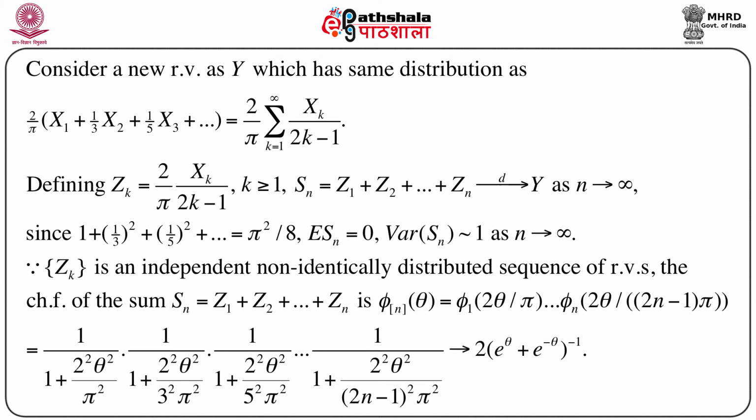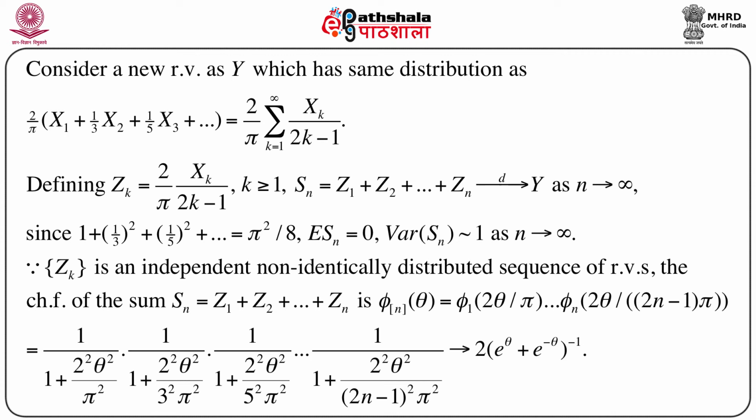Now, let us consider a new random variable y, which has the same distribution as the random variable defined as 2/π (X1 + X2/3 + X3/5 + ...), which equals 2/π times the summation over k from 1 to infinity of Xk/(2k−1). So, this is the random variable that we are considering, and we will investigate its limiting distribution.